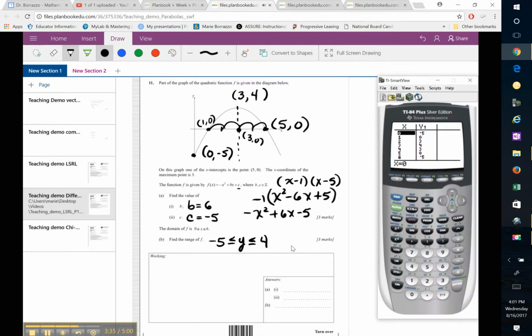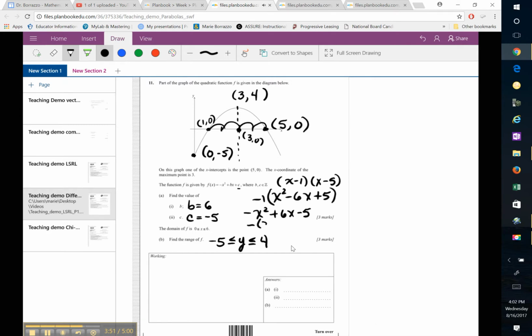Now if you needed to do this manually, you can also plug this into the equation, which is kind of superfluous given that calculator is already doing it for you. How would you do that? Plug it in. -3 squared plus 6 times 3 minus 5 will yield you 4.